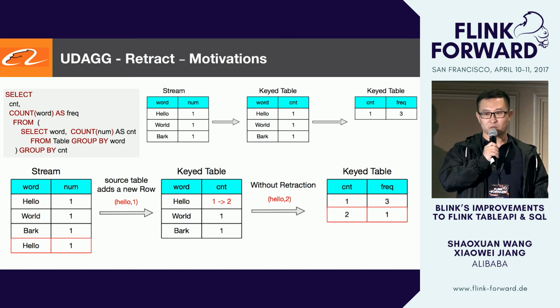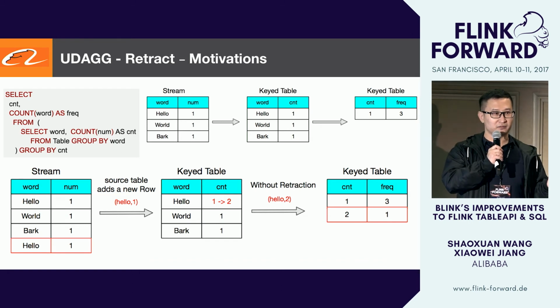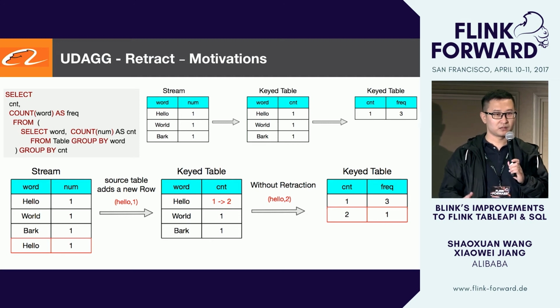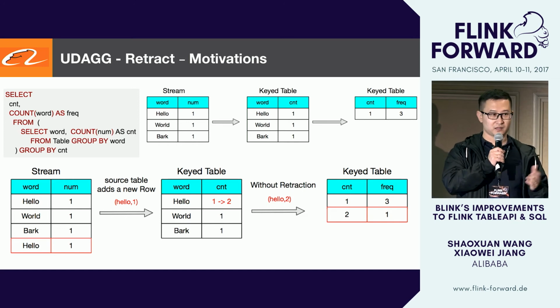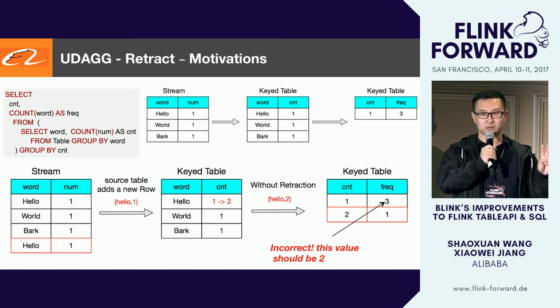And then let's see, when a new record comes, hello 1, what happened? Hello's count jumps from 1 to 2. Okay, so the intermediate table will generate another record, 2-1, to the final result. Yes, we do insert a 2-1 in the final result. Is it correct? No, actually we got something wrong here because the value for count 1 is not correct. After the hello jumps to 2, there are only 2 words, word and bark, counting to 1. So the frequency of 1 should be 2.